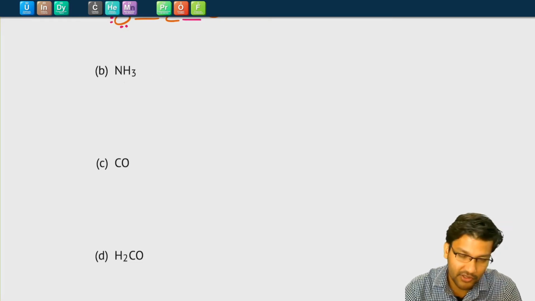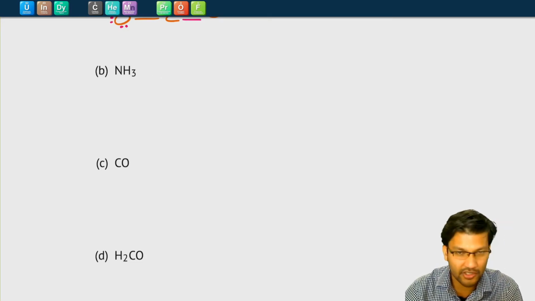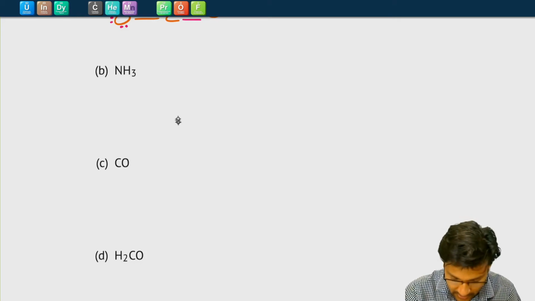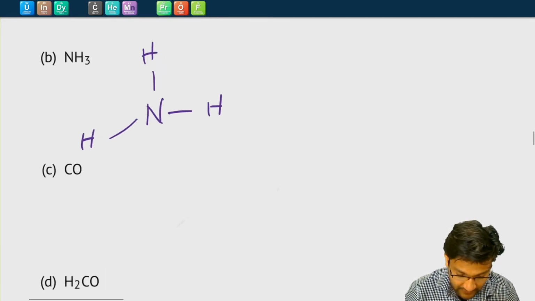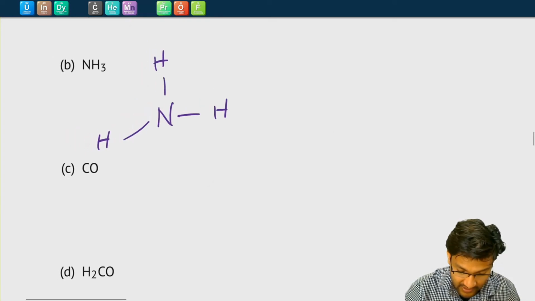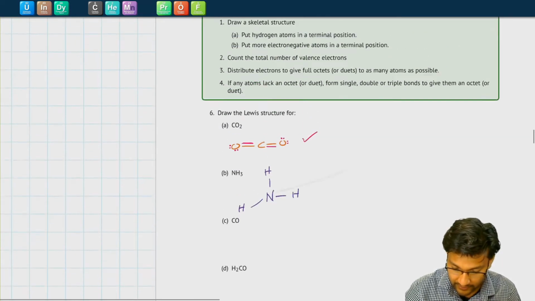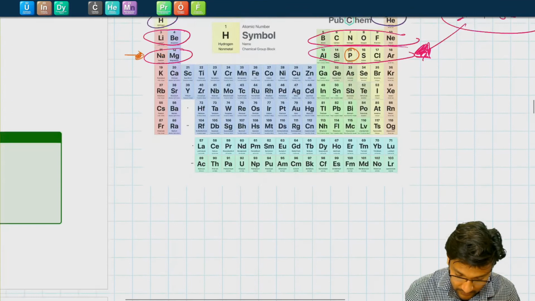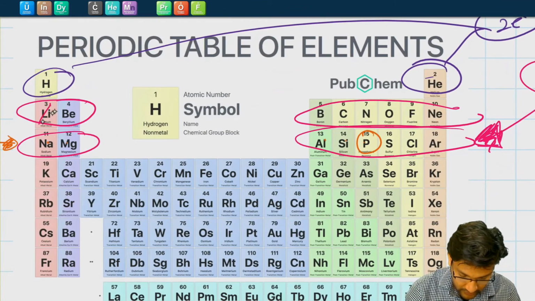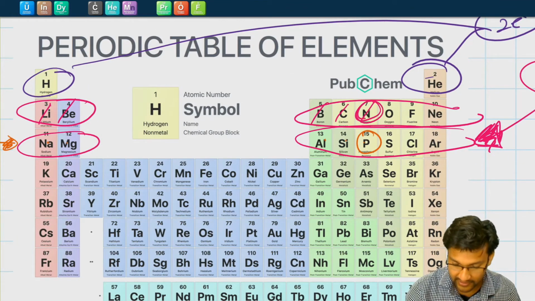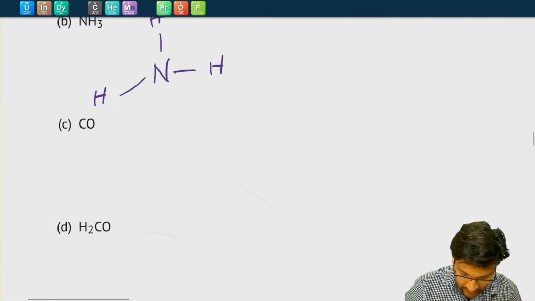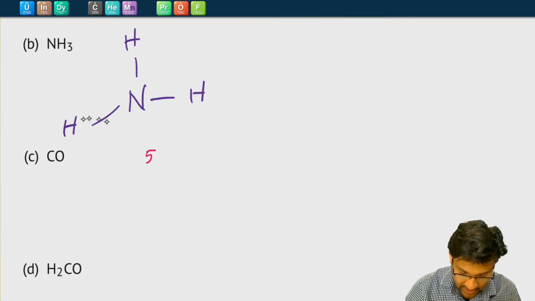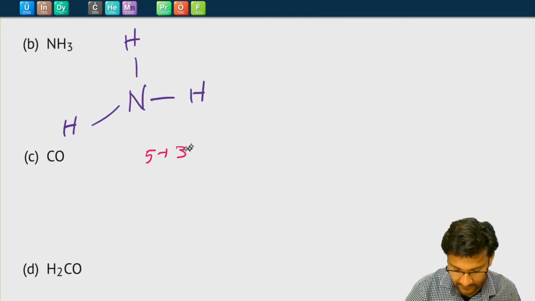So let's draw a skeletal structure, and we talked about how hydrogen should always be at the ends, the terminal positions. So let's put hydrogens at the terminal positions. There we go. Okay, let's count valence electrons. How many valence electrons are in nitrogen? Well, let's see. Go to our periodic table. Nitrogen will have 1, 2, 3, 4, 5 valence electrons because it's right there. So we'll have 5 valence electrons from the nitrogen and 1 each from the hydrogens. So there's 3 from the hydrogen, sorry.